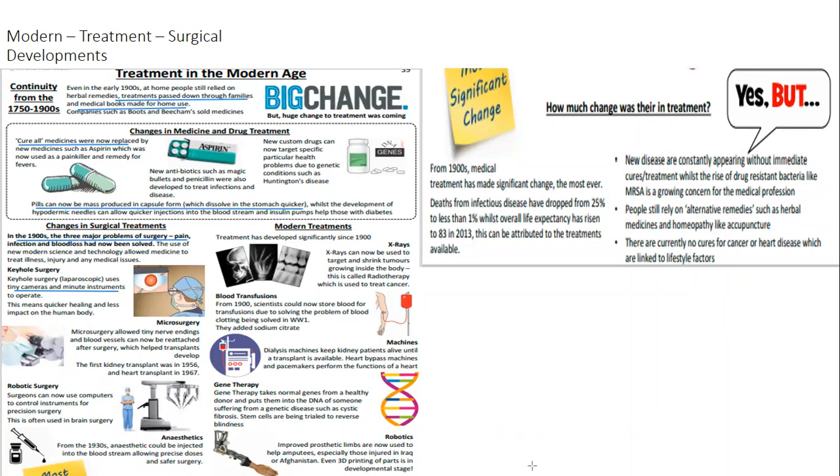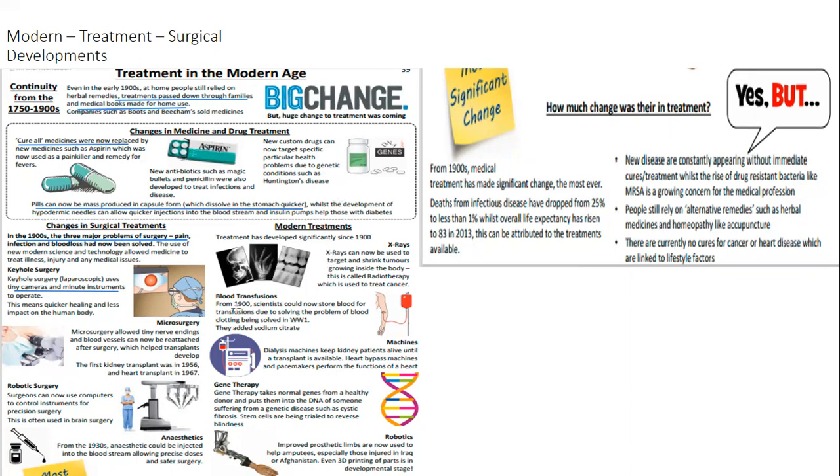And also anesthetics. So anesthetics have changed significantly. From the 1930s, anesthetics started to be injected into the bloodstream, which allows precise doses and safer surgery because the patient has less chance of waking up during that procedure. The treatments have also developed. So we've also got modern day treatments such as X-rays. So X-rays can now be used to shrink tumors inside the body, which is called radiotherapy.